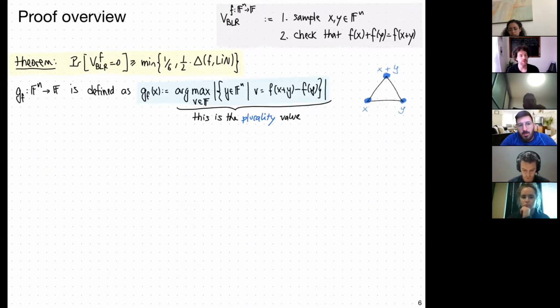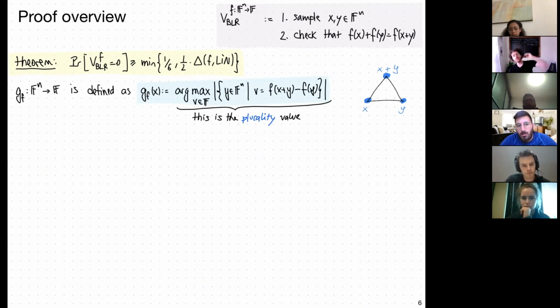Okay, I see from your faces that there are none. Short question: if f is linear, then g of x is equal to f of x, right? So if f is linear, then g of f is equal to f. Yes, exactly. In some sense, it means that if you have a linear function and you try to correct it to a linear function, then you just remain exactly yourself. Yes, that's a good question.